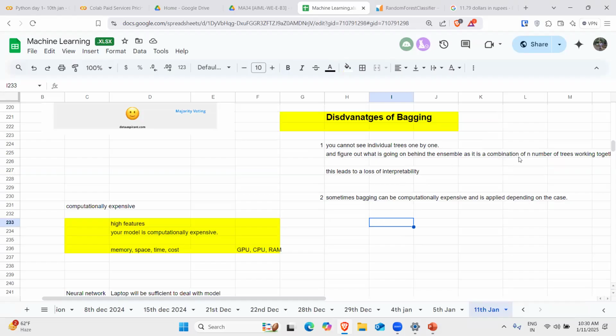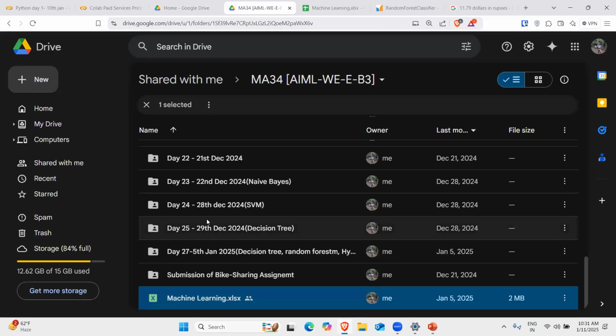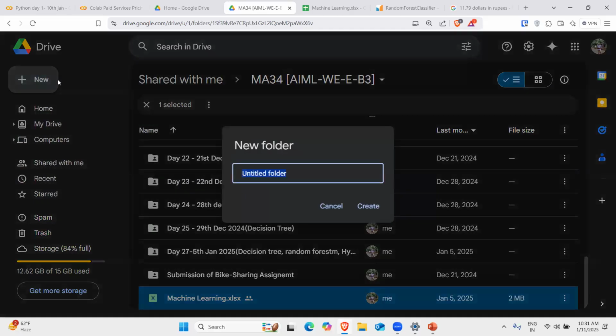Enough now. Let us discuss some practical scenarios. It's boring for me as well to discuss the theoretical part. Let us have some discussion on the practical part, right? So what I'll do is let's create day 28. Today is 11th Jan 2025, and we are understanding the entire random forest. I think we can wind up random forest in today's session, so that is a good part for us, right?